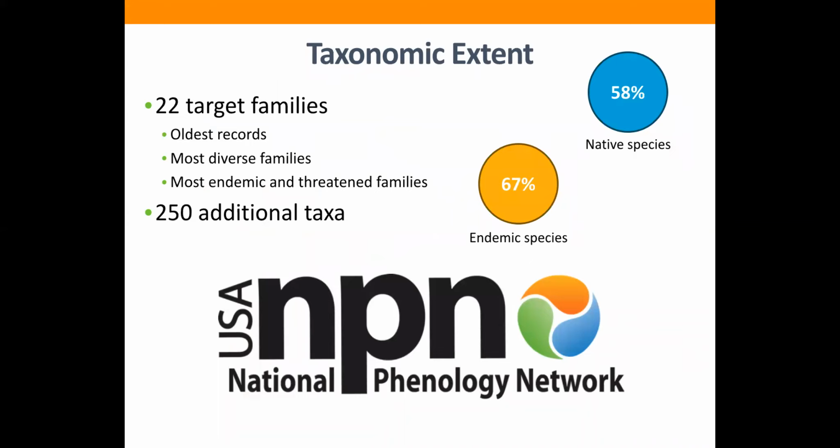These families represent the oldest records within California, so we can extend the historical flowering time back as far as possible. It also includes the most diverse families within the state, also the families with the highest rates of endemism, and also the most threatened families. In addition to those, the National Phenology Network has a network of citizen scientists that monitor flowering times on living specimens, and we included 250 taxa to match the species that they monitor.